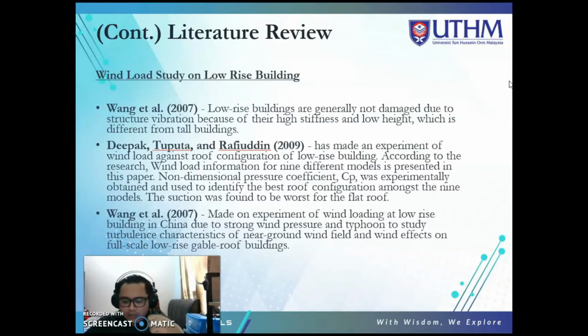So Truputa and Refudin made an experiment on wind load against the roof configuration of low-rise buildings. According to the research, wind load information for 9 different models is presented in this paper. Non-dimensional pressure coefficients were experimentally obtained and used to identify the best roof configuration amongst the 9 models. The section was found to be the worst for the flat roof.